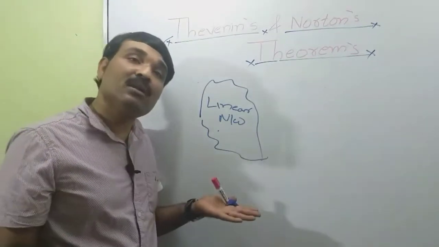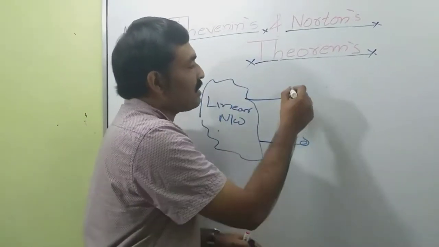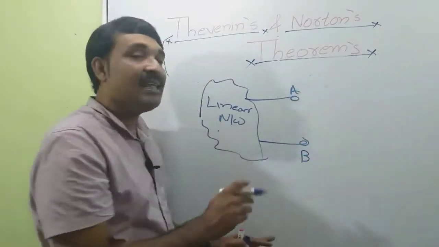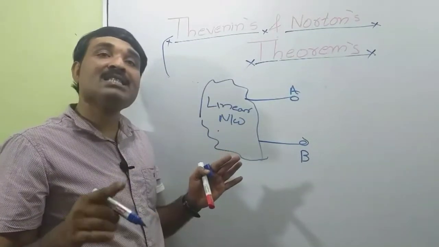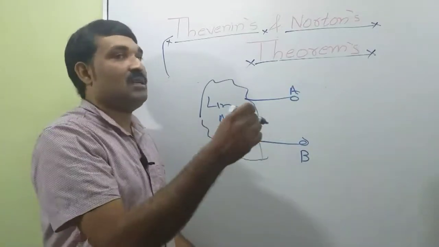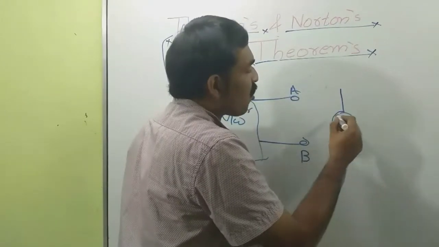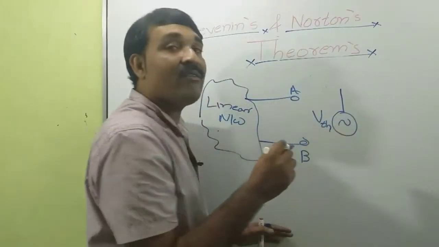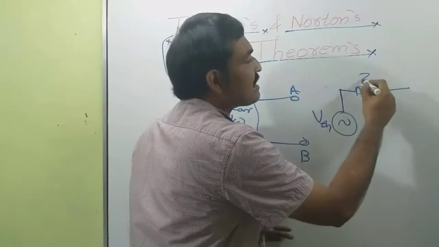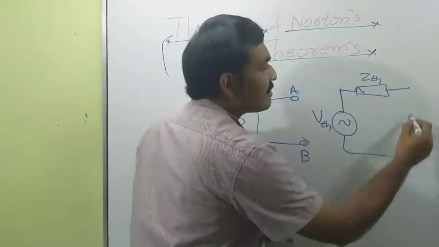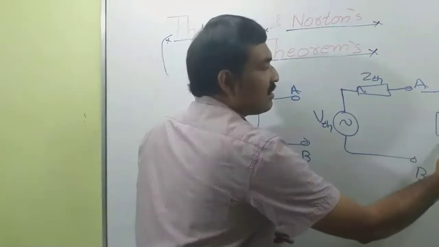That may be independent voltage sources or dependent voltage sources. Then the network has two terminals, terminal A and B. Then by using Thevenin's theorem, this entire network can be replaced by a single voltage source with a series impedance. That single voltage source is called VTH or Thevenin's equivalent voltage, and a Thevenin's impedance ZTH. And this is a terminal AB where we can connect a load.